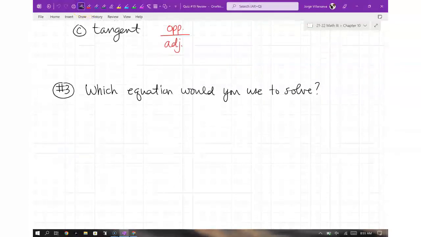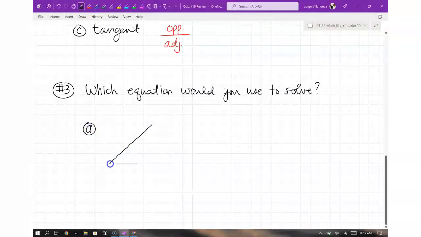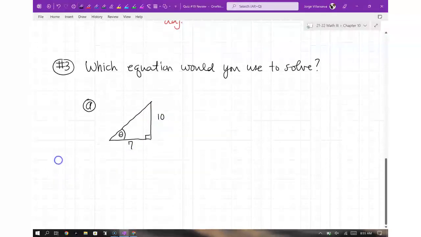So, part A. Let me draw a triangle here. And we'll put our angle here. Sometimes they put question marks instead of a theta, so that's okay. And we'll put 10 and 7. All right, so we'll do that for part A right now. So if I wanted to figure out what theta is, which trig function would I use to help me get started?